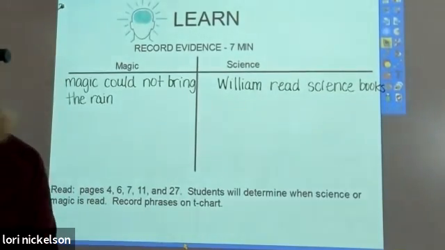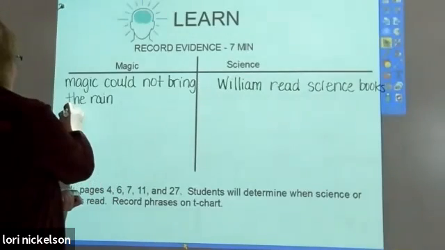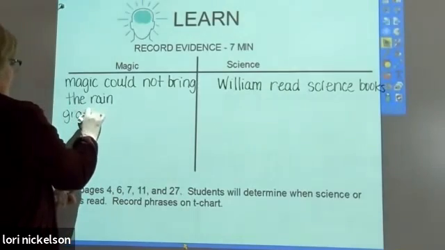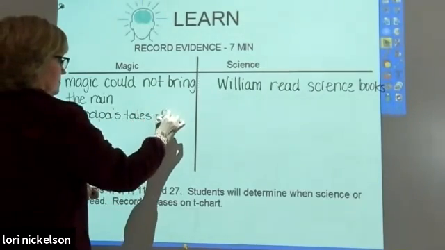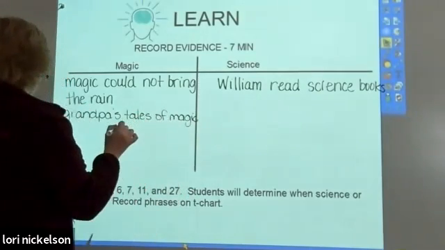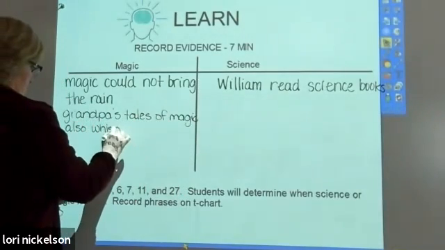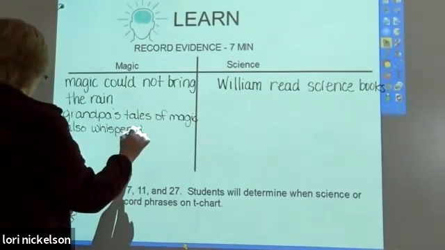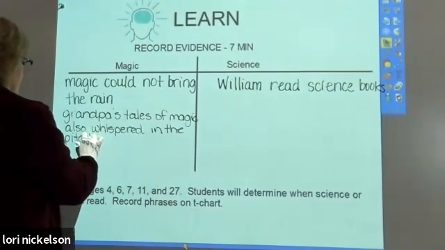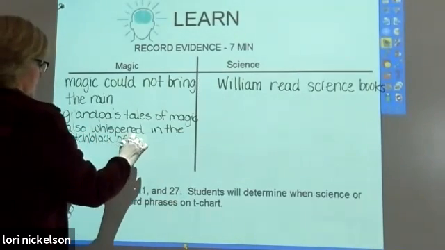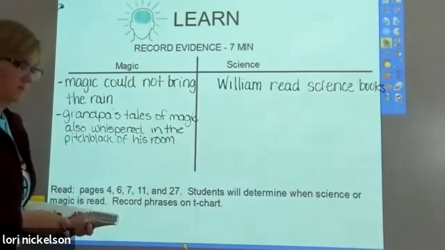So what do you think there? You could say that on that page is Grandpa's tales of magic also whispered in the pitch black of his room. Okay. So let's look at another one.